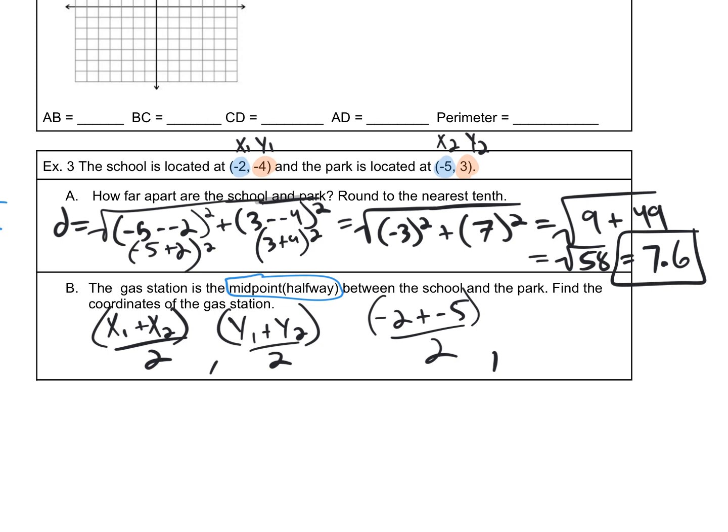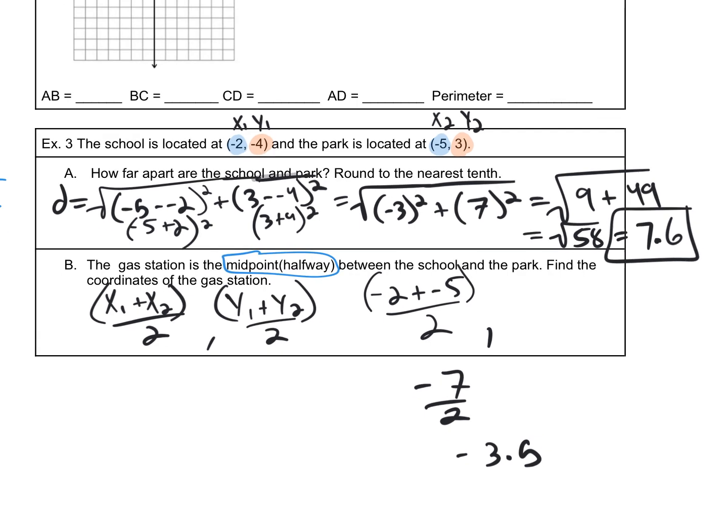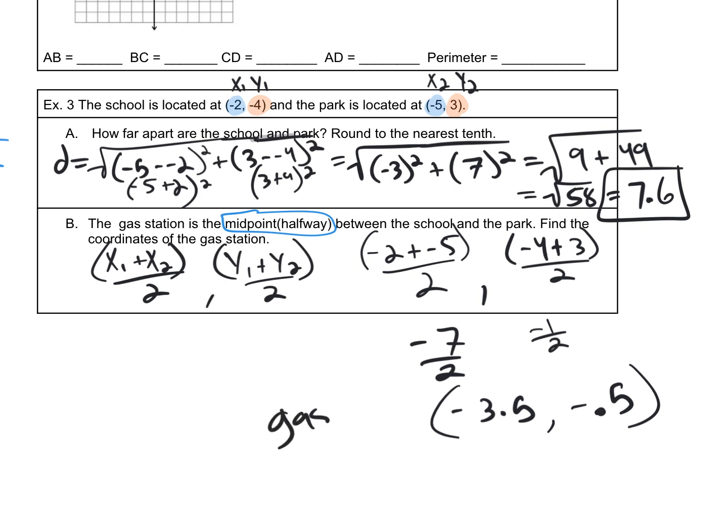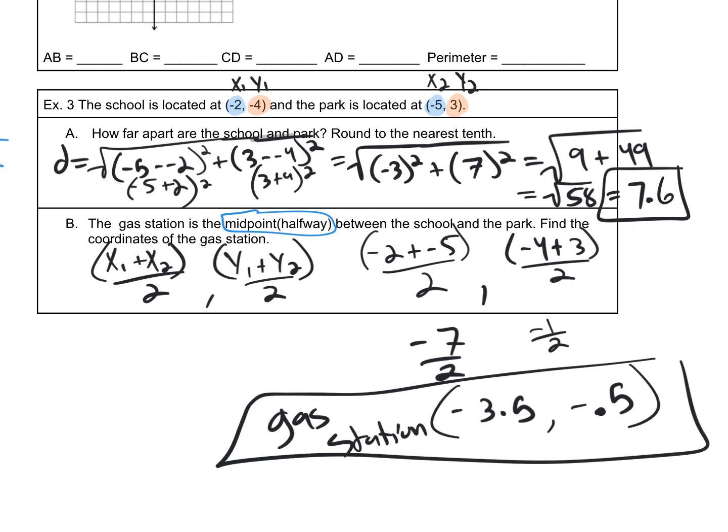As we simplify that down up top, -2 plus -5 ends up being a -7. Dividing by 2, we get -3.5. As we look at our y values, here we have the y values of -4 and +3. Add those together first. When you do, we end up with -1 divided by 2, which gets us a -0.5. So our midpoint, where the gas station would be located, is at an x value of -3.5 and a y value of -0.5.